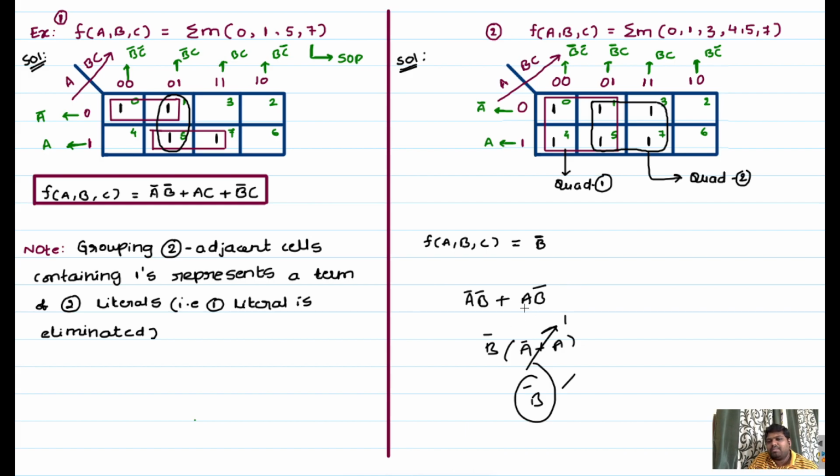So by simplifying this individually, if you don't want to take this pair, you can take individual square boxes also. If you write all the literals of the pair boxes, then you can simplify and you will get this B bar only. That is the advantage of making these pairs and quads, grouping 2 cells, grouping 4 cells, grouping 8 cells, grouping 16 cells. So that is the advantage.